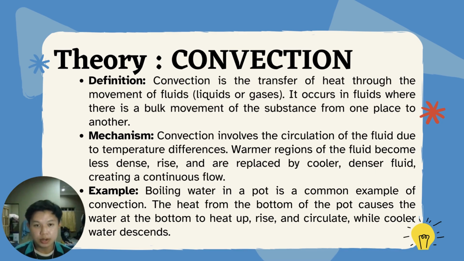Convection occurs in fluids, liquids or gases, where there is a bulk movement of the substance from one place to another. The mechanism of convection involves the circulation of the fluid due to temperature differences. Warmer regions of the fluid become less dense, rise, and are replaced by cooler, denser fluid, creating a continuous flow. For example, boiling water in a pot is a common example of convection.